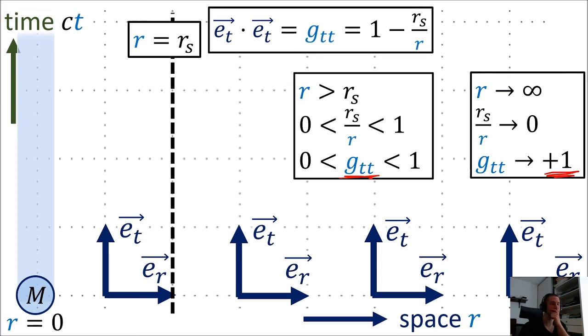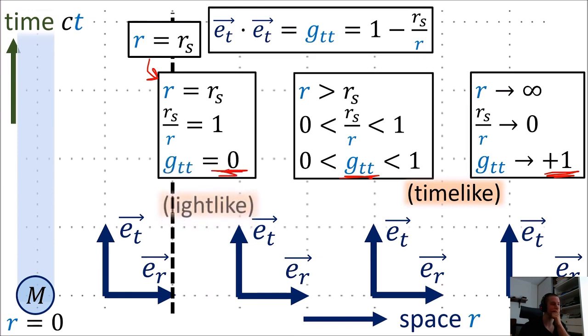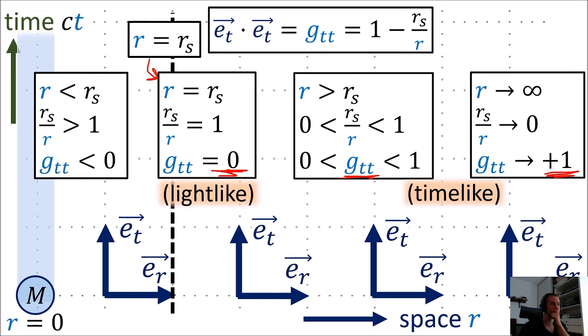It's worth noting that, outside the Schwarzschild radius, the e_t basis vector has a positive squared length, and so it's a time-like vector. Directly on top of the Schwarzschild radius, where Rs equals r, the g_tt component becomes 1 minus 1 equals 0. This means that on the Schwarzschild radius, the e_t basis vector is a light-like vector, and points along the world line of a light beam. When r is less than the Schwarzschild radius, the squared length of e_t becomes negative, meaning it is now a space-like vector, and observers can freely travel along it in the positive and negative directions.